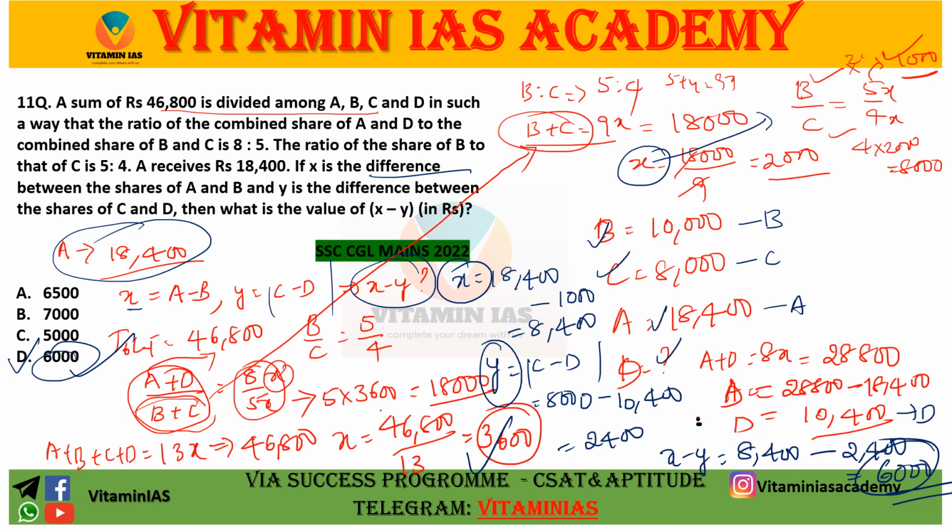So you already know x is equal to A minus B and y is equal to C minus D. Just substitute these values into the x and y values. Then you will get 6,000 rupees as the result and answer. This is a lengthy question, and that's why it is given in the mains. But you need to do it faster, so that you will save time for the next questions.